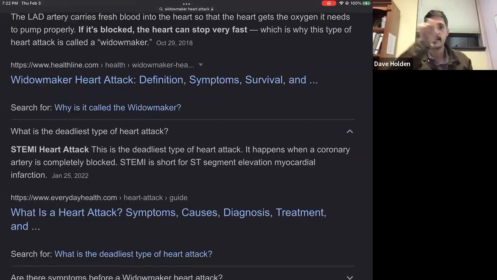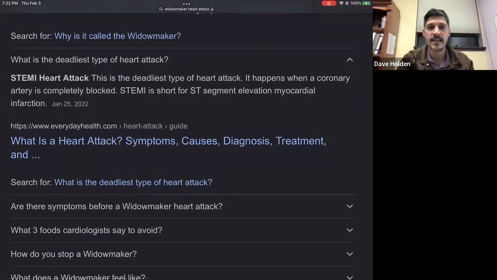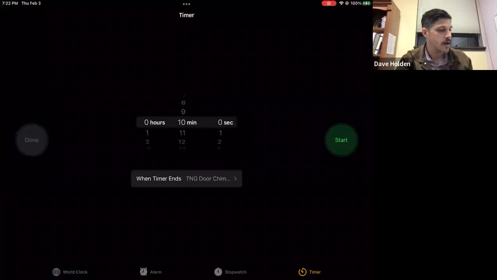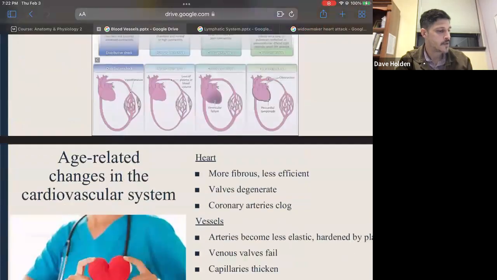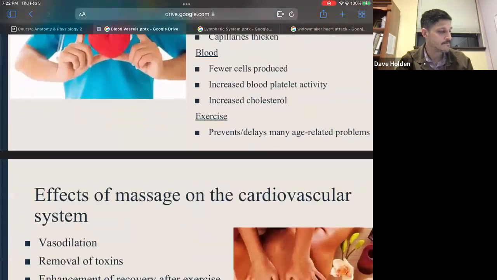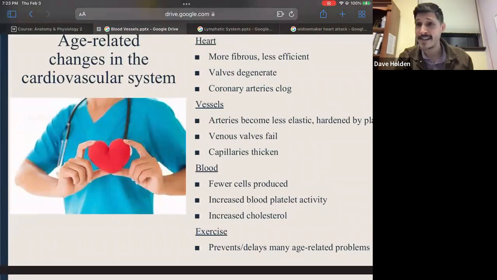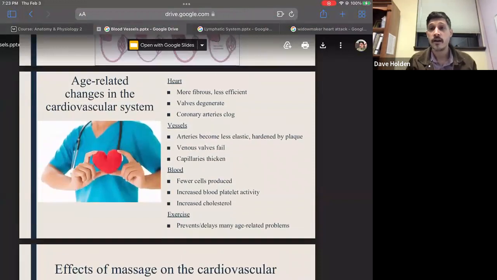It falls under this category, the STEMI heart attacks, the deadliest type. It happens when a coronary artery is completely blocked. So I hope we're starting to understand why heart attacks ain't no joke, bro. So when the coronary arteries get clogged, that's usually the end of you. You've got to see a doctor. If you have a heart attack, guys, minutes. You got to get into minutes, 90 minutes tops.